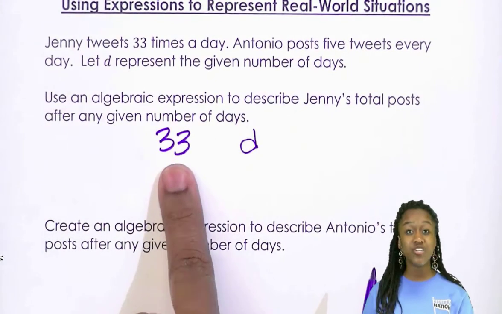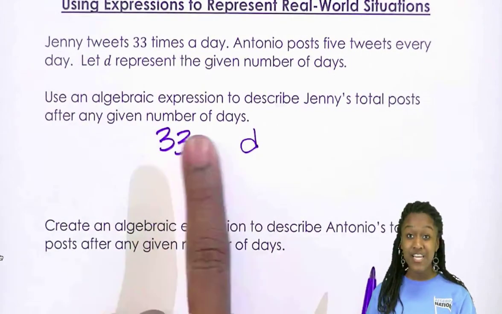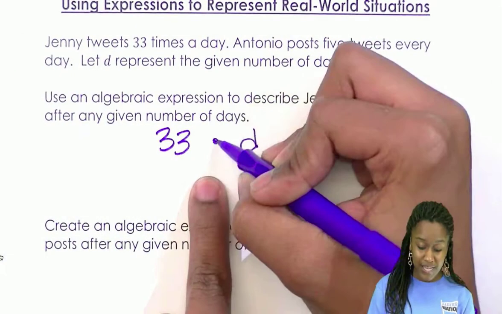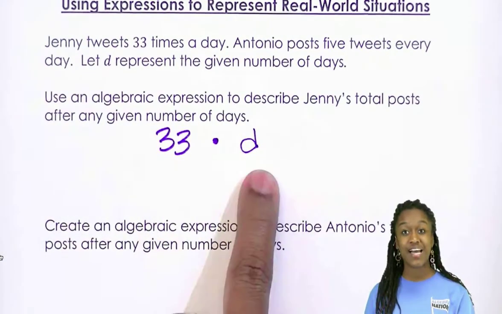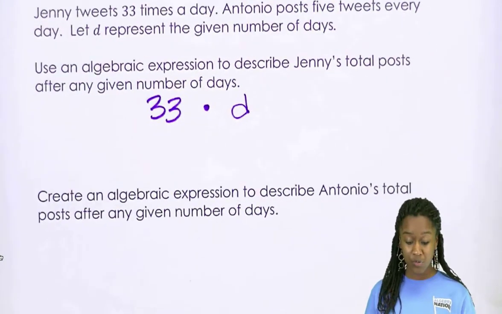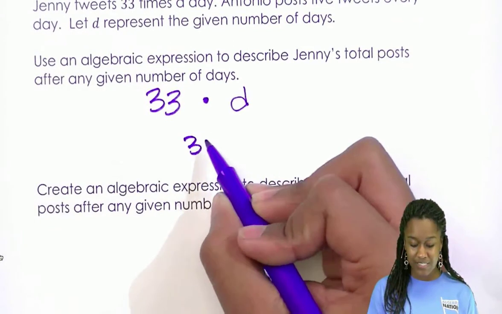So if she posts 33 times per day and D represents a given number of days, we should multiply 33 times D to help us find that total post number. And we can also write this as 33D.